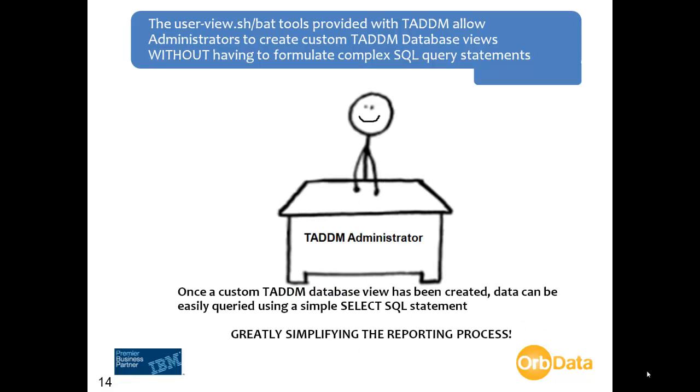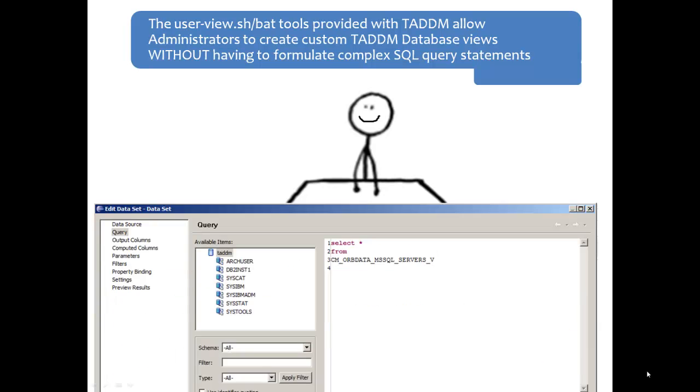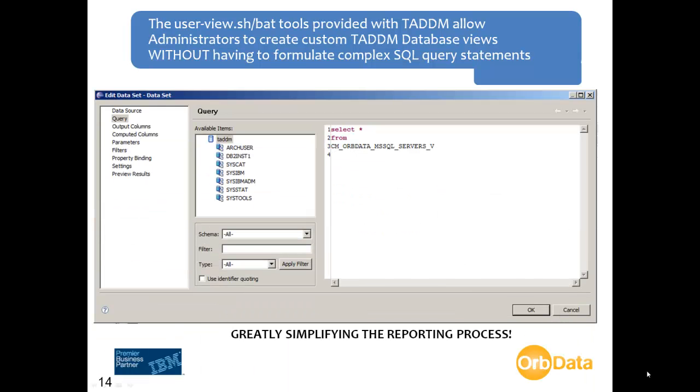Custom views allow you to extract all the attributes you need in a single simple SQL query, avoiding the need to create complex SQL when generating TADDM reports. IBM have provided 2 scripts in $collation_home/bin which allow TADDM administrators to create bespoke views within the TADDM database. Userviews.sh for Linux and Unix TADDM environments, and userviews.bat for Windows TADDM environments can be used to create custom views. Parts 2, 3 and 4 of this demonstration will show you how to use these tools to create your custom views.